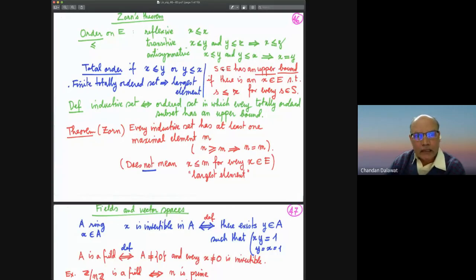And if I have a subset S of an ordered set E, an element x of E will be called an upper bound for S if every element of S is less than this x. X is an upper bound for capital S if every little x in capital S is less than x. Okay? So these are just three definitions: ordered set, totally ordered set, and an upper bound for a subset of an ordered set.